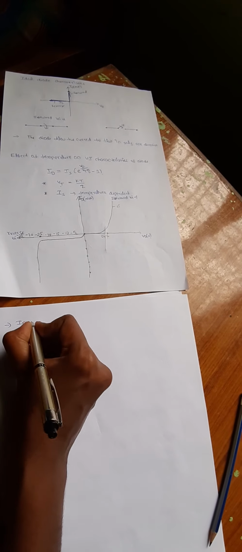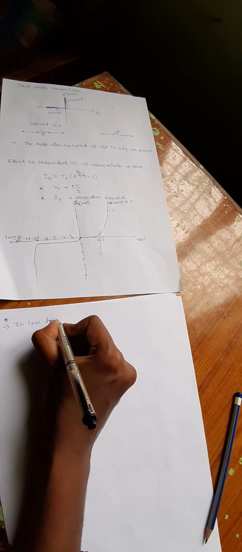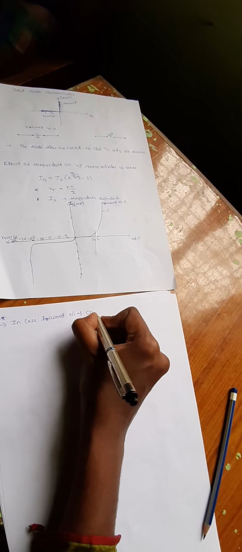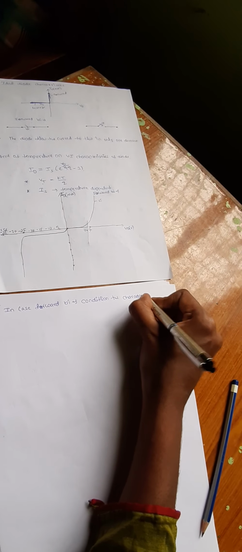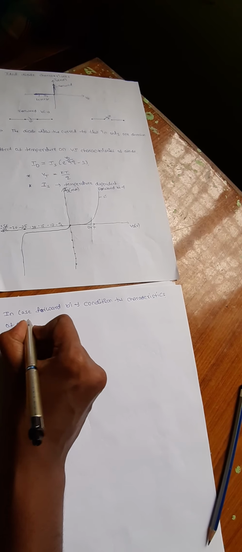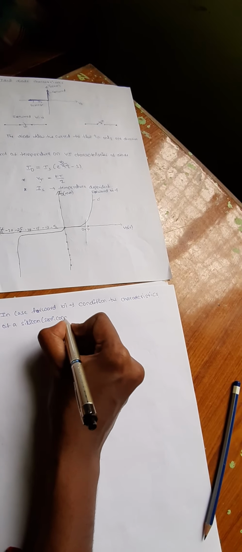Here is an important point. In case of forward bias condition, the characteristics of a silicon or a semiconductor diode, any diode, will be shifted to the left.